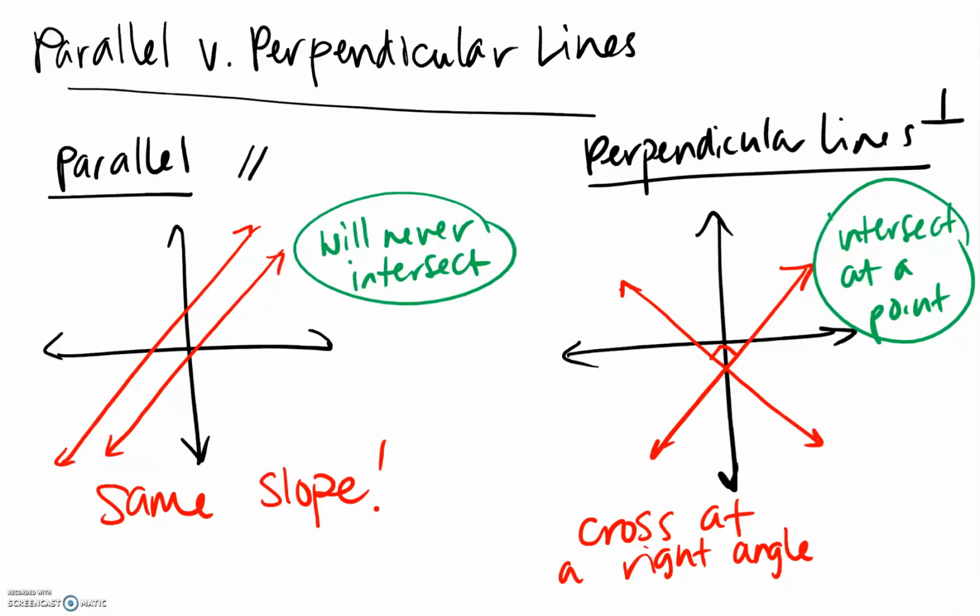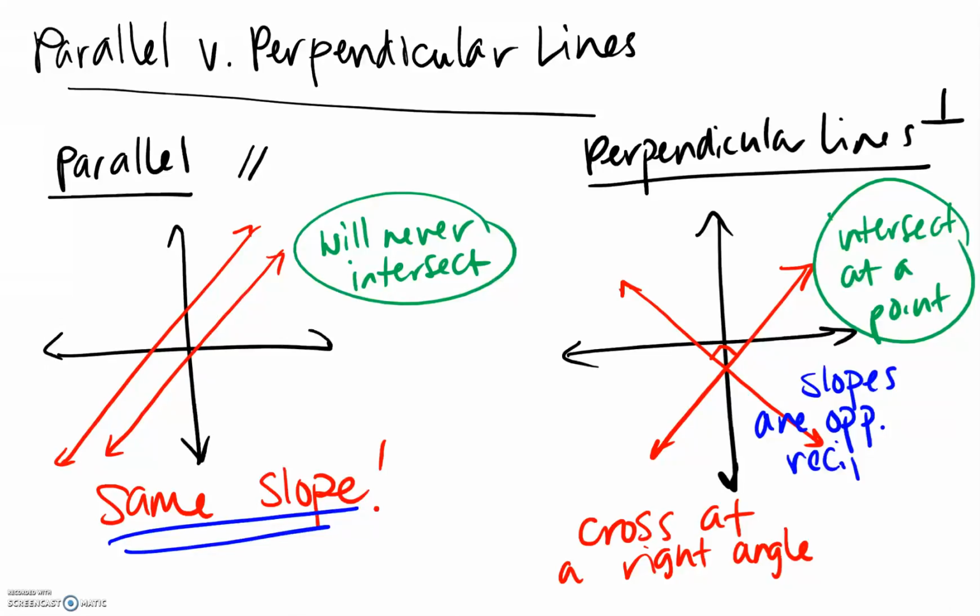For the chapter that we're in, the thing we care about most is basically the relationship between these slopes. So in this case, the slopes being the same for parallel lines, and for perpendicular lines, in order to cross at this 90-degree angle, the two slopes are opposite reciprocals of one another. So slopes are opposite reciprocals. So what does that mean?